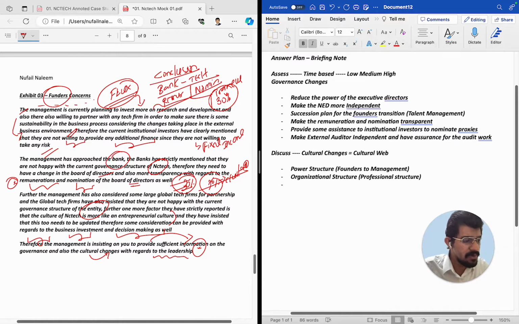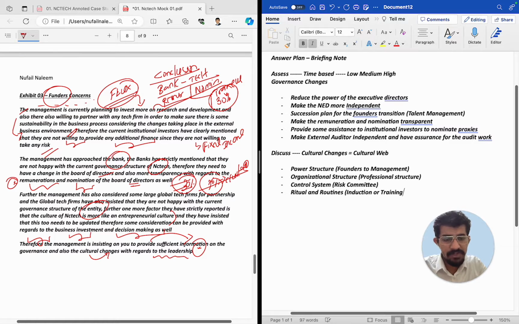And then students, the control systems within the organization. At the moment we don't have any control system, but a risk committee can come into the picture and make sure they implement some control systems where there is a proper understanding of how things work, what are the consequences in case they are not working, all those functions. And then students, the rituals and routines. Now example, students, there is no proper induction sessions, right? No inductions or training. So we can make sure there is proper rituals and routines also for the people.